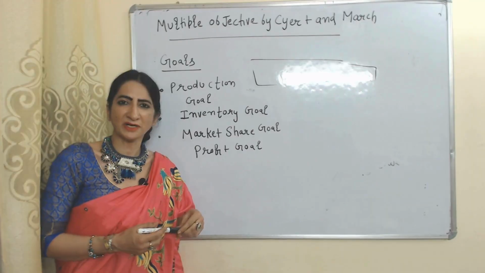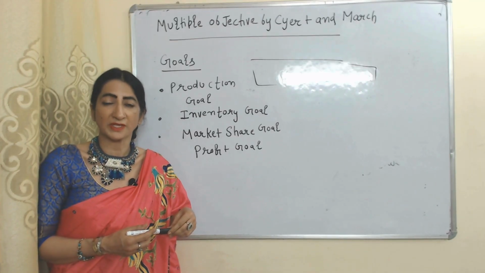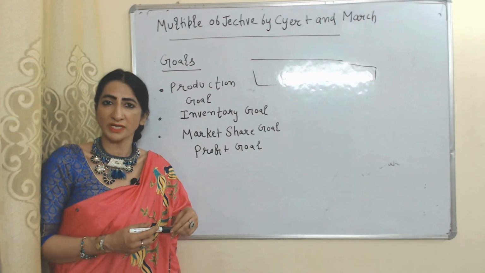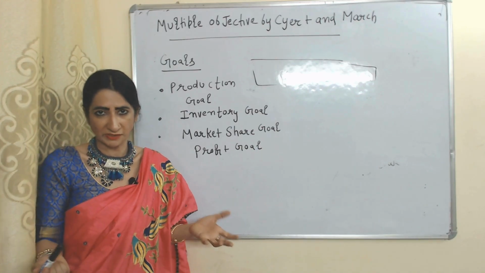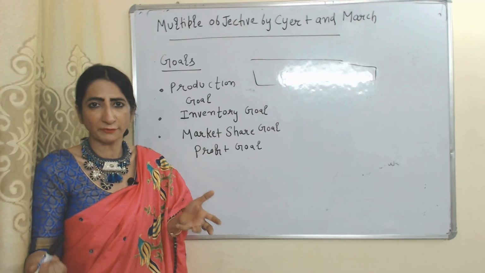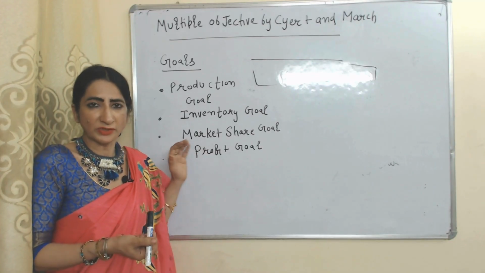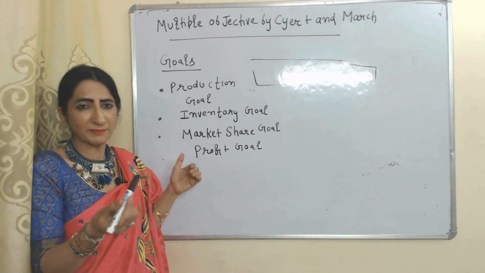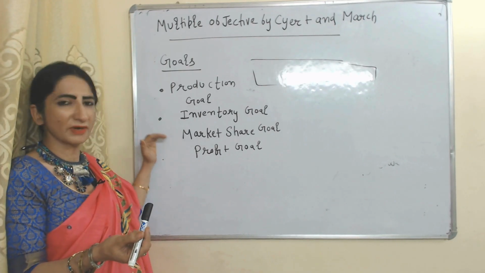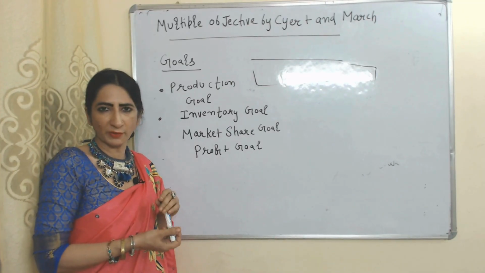Now we'll see the multiple objectives by Cyert and March. According to Cyert and March, many individuals work in an organization. All have different goals, different desires. How can a firm depend on a single goal? So according to them, a firm keeps multiple goals like production goal, inventory goal, market share goal, and profit goal.